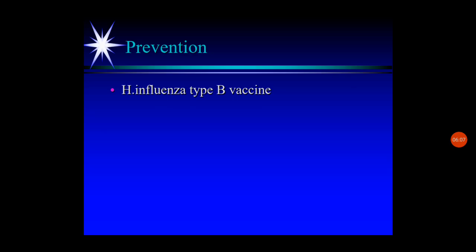So this is the prevention. This is one of the emergency situations, and it is a very hazardous condition for the baby. So we give the Hib vaccine in order to prevent Haemophilus influenzae infection and epiglottitis. So this is about the prevention.